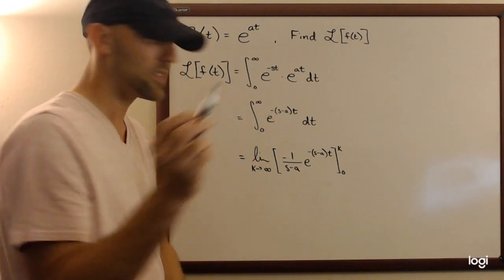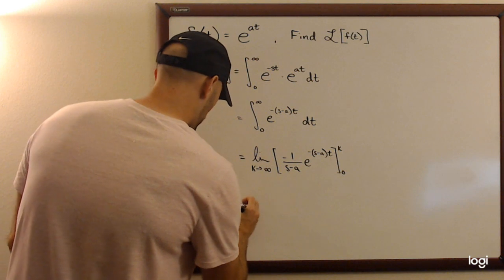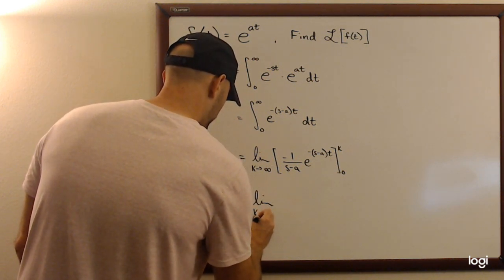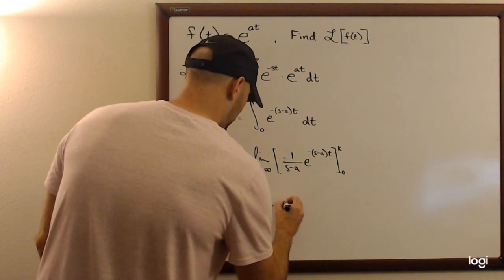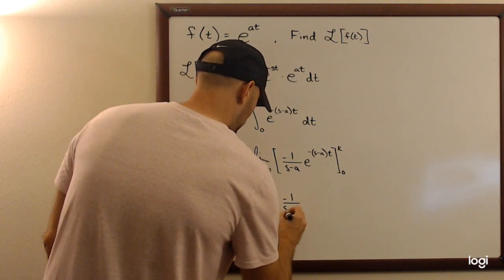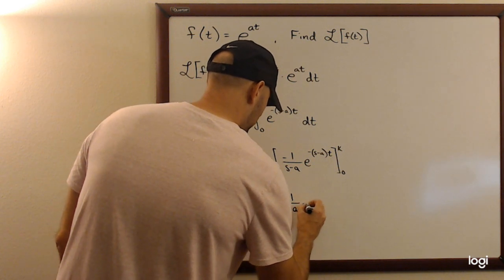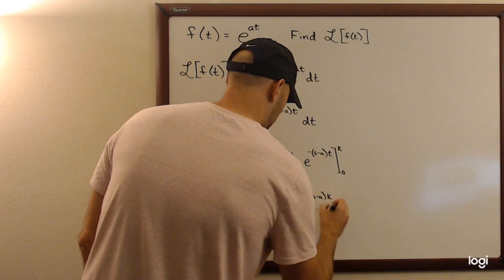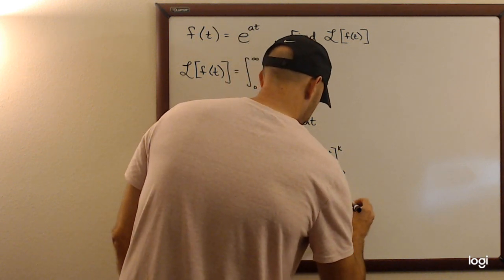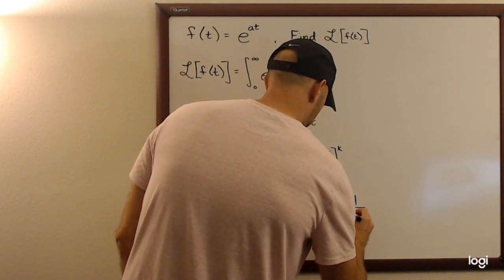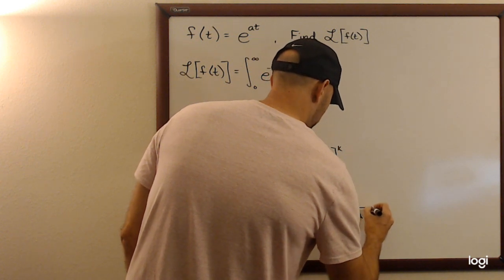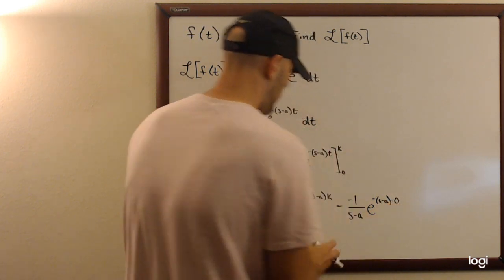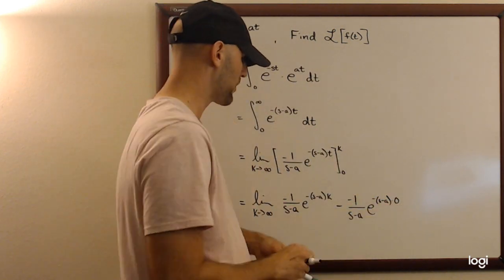Okay, so let's look at what we have. What I've got then is I need to plug in k, subtract from that, plugging in 0. Let's see what we get. The limit as k approaches infinity of negative 1 over s minus a times e to the negative s minus a times k, minus negative 1 over s minus a times e to the negative s minus a times 0. Again, plugging in k, 0 for t.